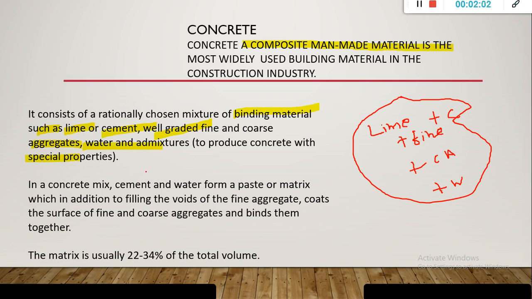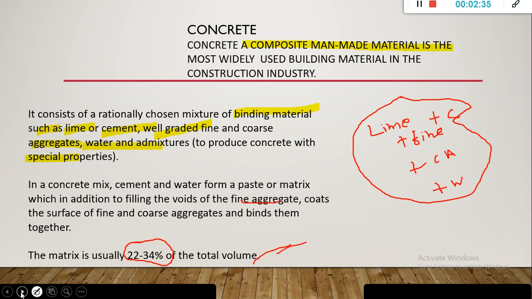Okay, so in the concrete mix, cement and water form a paste or matrix which, in addition to filling the voids of aggregate, fine aggregates, coats the surface of fine and coarse aggregate and binds them together. So hihotor major jitu mixture, he mixture to ki bili koa hoy? Concrete bili koa hoy. So the matrix is usually 20 to 34% of the total volume. So এই যেটো matrix আমি from কৰো হেতু total volume or 22 পৰা 34% হয়.